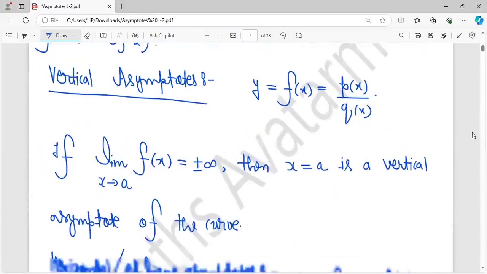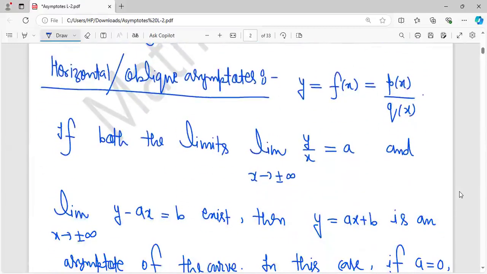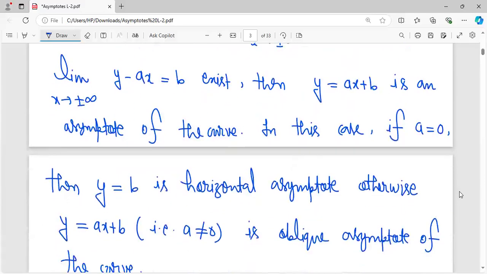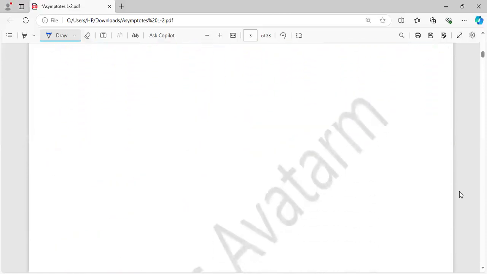So in this case, if this limit is infinity, then x = a is a vertical asymptote. And how to find horizontal and oblique? Calculate the limit of y upon x as x tends to plus minus infinity, and the limit of y minus ax equal to b. If both exist, then y = ax + b is an asymptote of the curve. If a is 0, then y = b is a horizontal asymptote. Otherwise, where a is not equal to 0, it is an oblique asymptote of the curve. It will be clear by example.